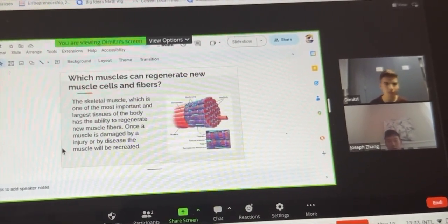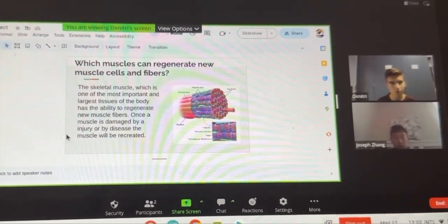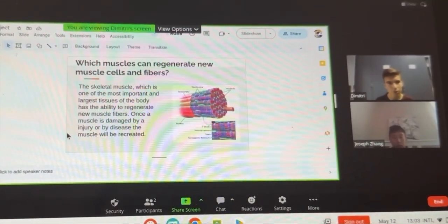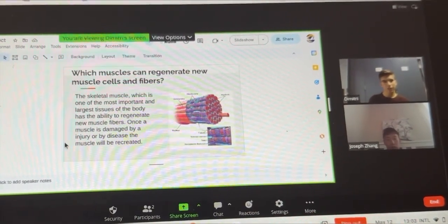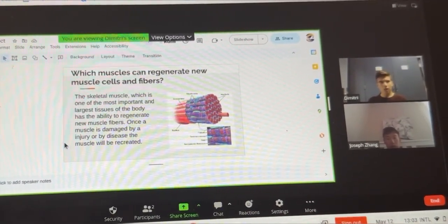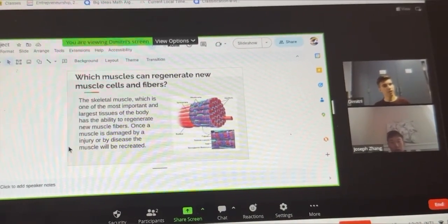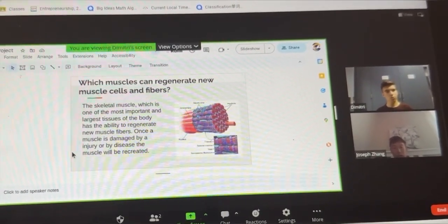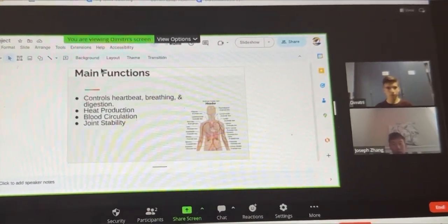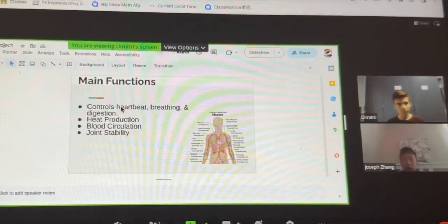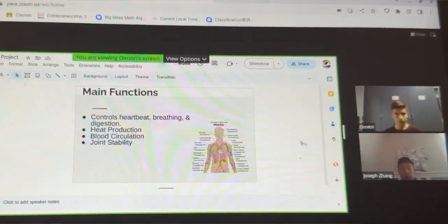Which muscles can regenerate new muscle cells and fibers? The skeletal muscle, which is one of the most important and largest tissues of the body, has the ability to regenerate new muscle fibers. So basically, when a muscle is damaged by injury or by disease, the muscle will be recreated. Alright, so this is the main functions of the muscular system.